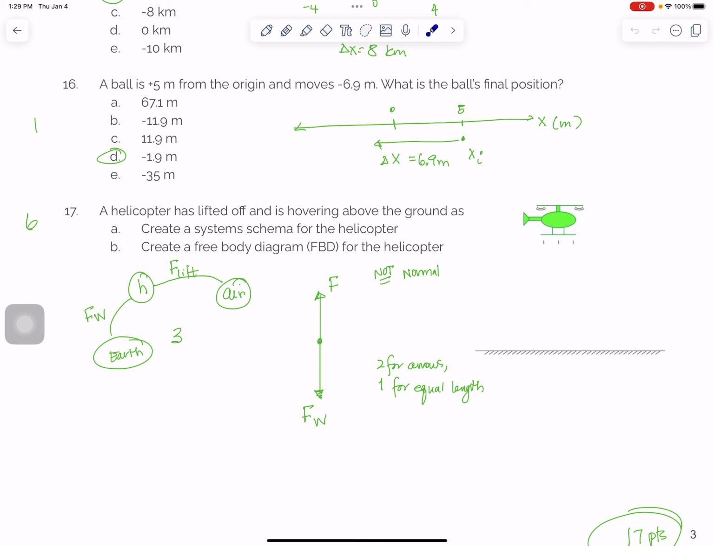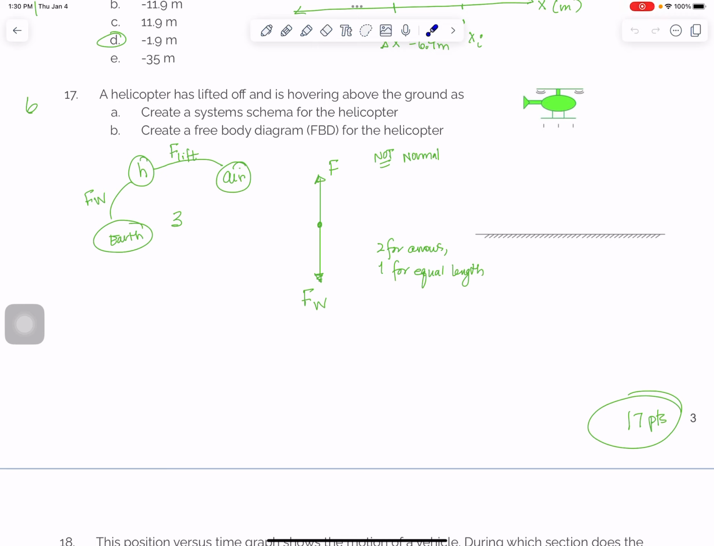A ball is +5 meters from the origin and moves -6.9 meters. What is the ball's final position? So again, I drew a number line. I started at 5. I went 6.9 to the left, which means 5 minus 6.9 is -1.9. So that's a point.